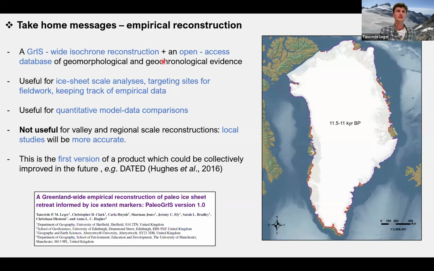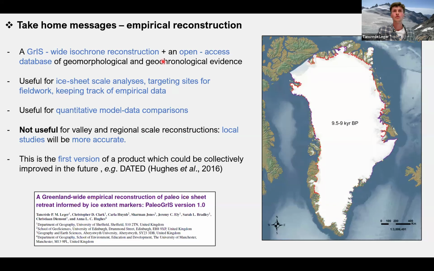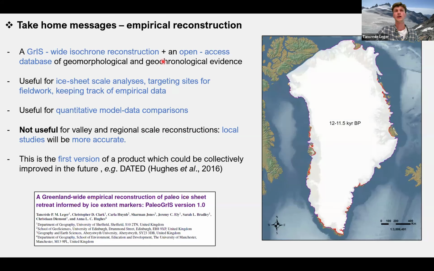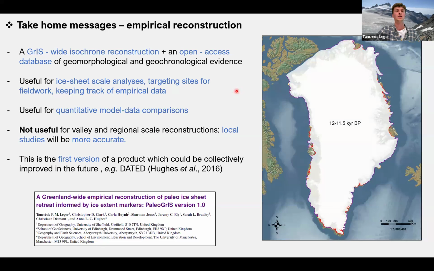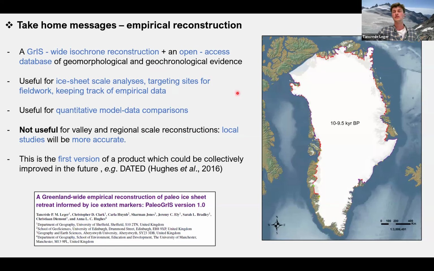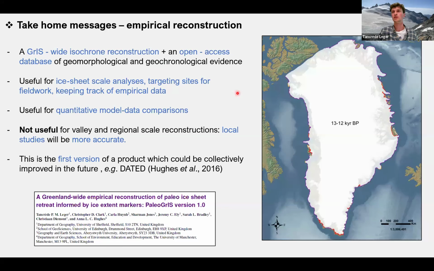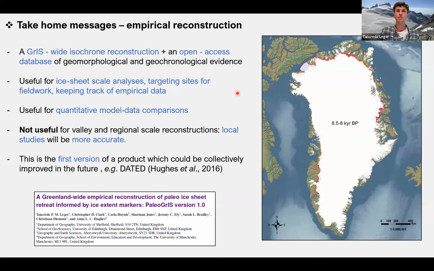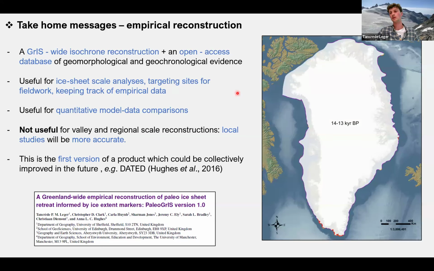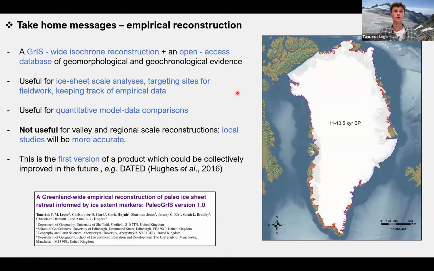Yes, so we have this ice sheet-wide isochrone reconstruction, which is also an open access database of geomorphological and geochronological evidence that can be downloaded by anybody. You see a summary GIF on the right here. It is useful for ice sheet scale analysis, for targeting sites for fieldwork and for keeping track of empirical data. It is also useful for quantitative model-data comparisons. So this is what I'll be talking about in the next part of the talk.